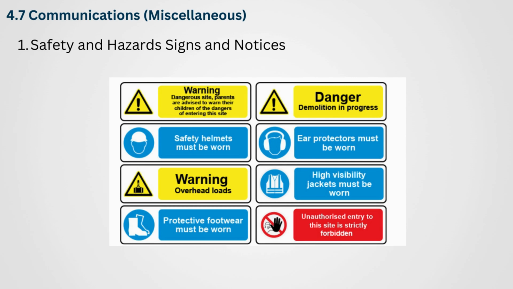Next is on the communications. Firstly is the safety and hazard signs and notices that should be installed in any and all plant sites. So these are some of the signs that should be available, such as warning, danger, the use of safety helmets, ear protectors, warning overhead loads, high visibility jackets, protective footwear, and unauthorized entry.